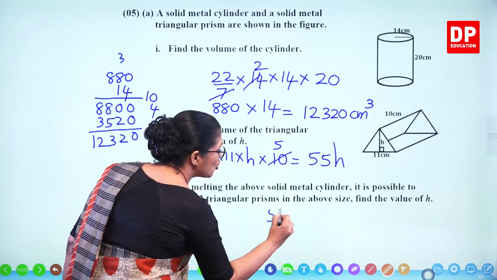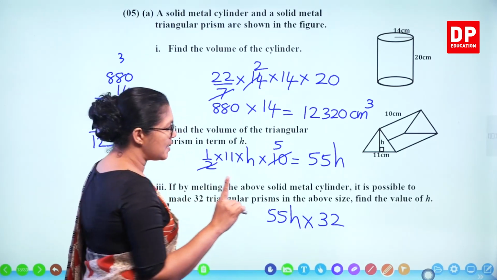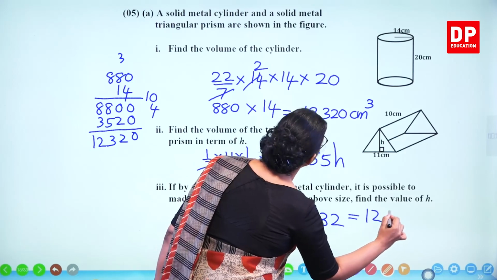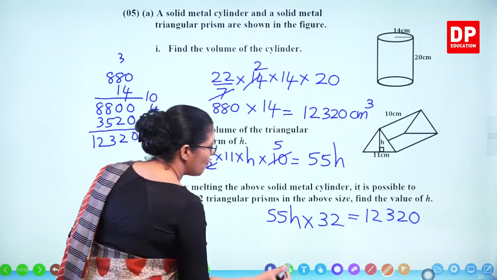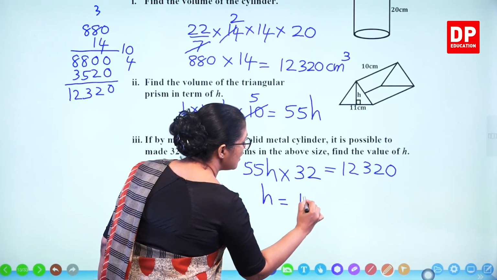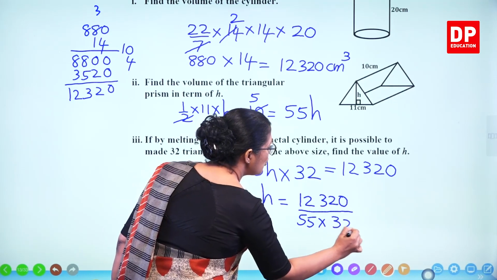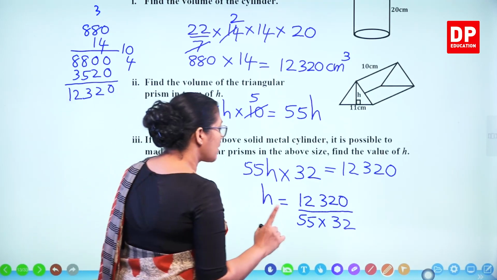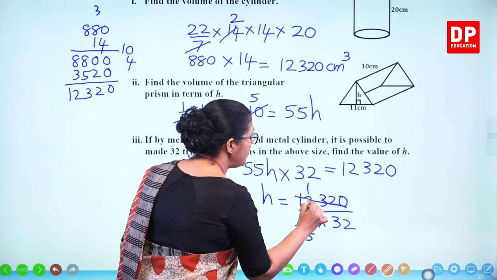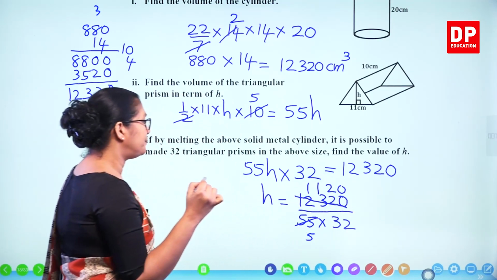So 55H is one prism. Likewise, there are 32 prisms. So that volume is equal to the volume of the cylinder, 12,320. So you can find H using that. So what's H? 12,320 divided by 55 and 32. You can divide by 11. 11 times 5. 11 times 1. For 13, 1. And 22, 2, 0.